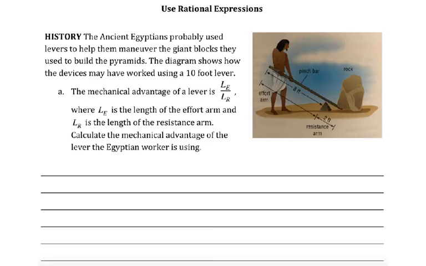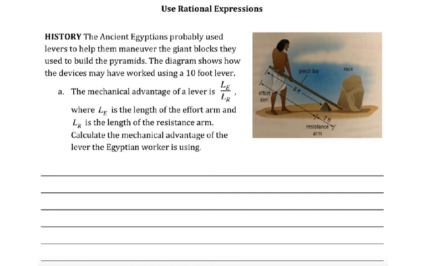Let's check out some word problems. Use rational expressions. The ancient Egyptians probably used levers to help them maneuver the giant blocks they used to build the pyramids. Now this is the example of the type of problem where they're just trying to mess with you and then they give you a diagram so you can kind of cheat your way through this. The diagram shows how the devices may have worked using a 10-foot lever. I said lever, then I said lever.